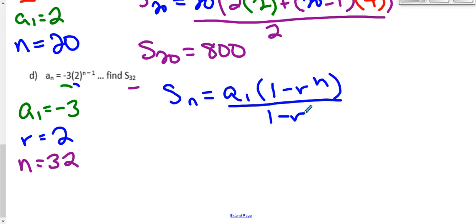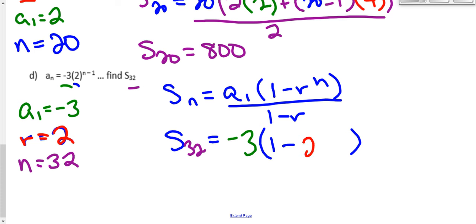So let's go ahead and plug in the information that we've got from this problem. I'm going to go ahead and switch r over to red since I accidentally just used blue. So we're going to plug in S sub 32 equals the first term, which is -3, times (1 minus the r value, which is 2, to the nth power, which is the 32nd power). And our denominator is 1 minus the r value, which is 2. So we have everything plugged in that we need.